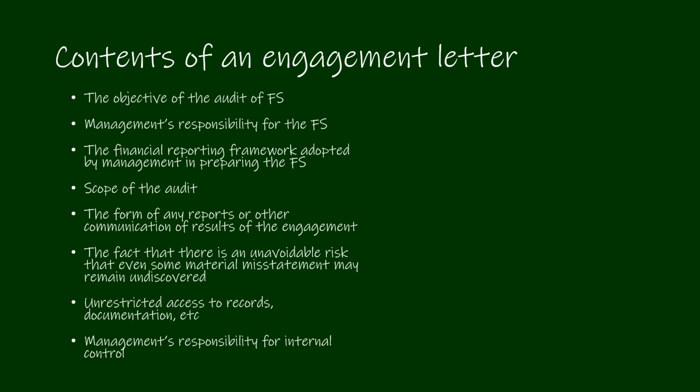We, of course, put in the engagement letter the scope of the audit, like I mentioned, what are its parameters, the form of any reports or other communication of results of the engagement other than the audit report. Will there be other reports that we expect to submit to management? The fact that there is an unavoidable risk that even some material misstatement may remain undiscovered. So this is one way for the auditor to alert management of the very concept of audit risk, right? It's possible that there may still be misstatements which our audit may not be able to uncover.